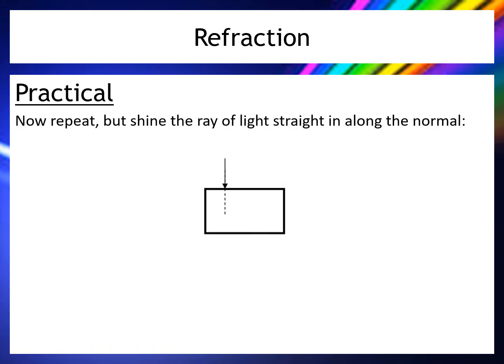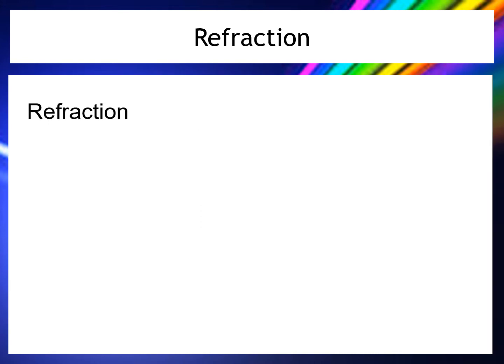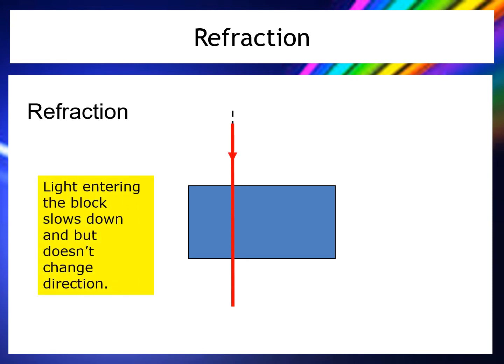Having done this practical in the classroom, I always ask my classes to repeat the practical, but this time to shine the ray of light straight in along the normal. Now we know that as the light enters the block, it's going to slow down. The question is, will anything happen to the direction of the light? This diagram shows the results of this second practical. And as we can see, the light ray shines straight through the block. It doesn't change direction at all. So here we see that the light slows down but doesn't change direction.